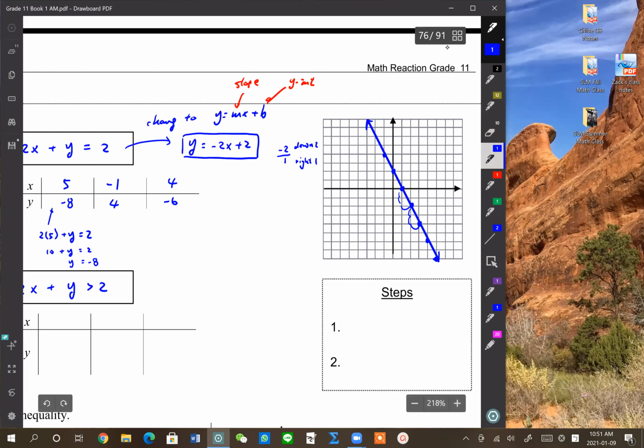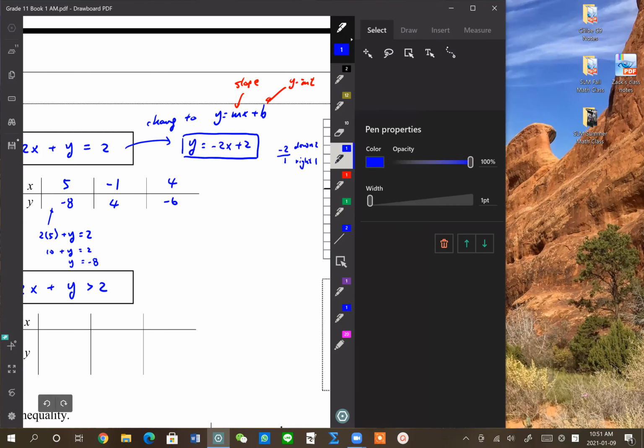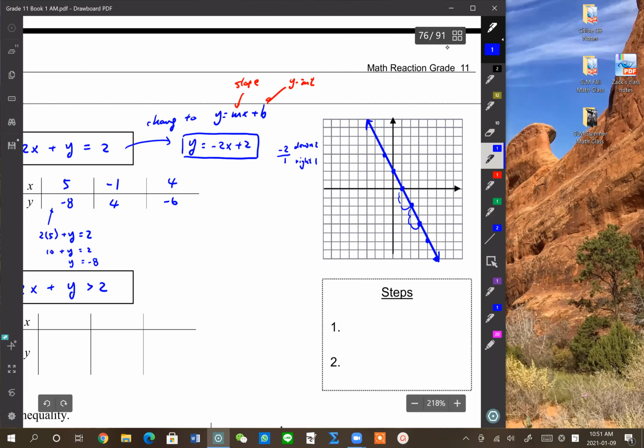Okay. Where's the eraser? Okay, never mind.